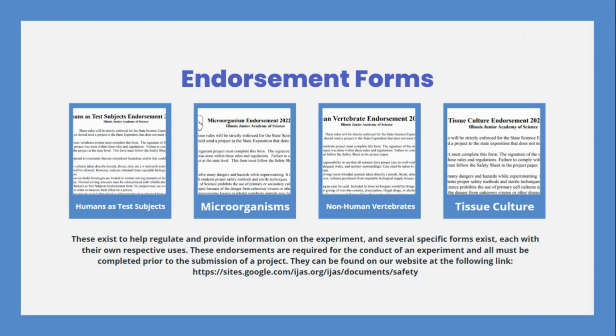We've also got 4 endorsement forms for biological projects, which exist to help regulate and provide information on the experiment. These forms range from microorganisms to tissue culture. They can all be found at our website again, ijas.org, and they need to be filled out if the project that you are doing deals with any of these concepts whatsoever.